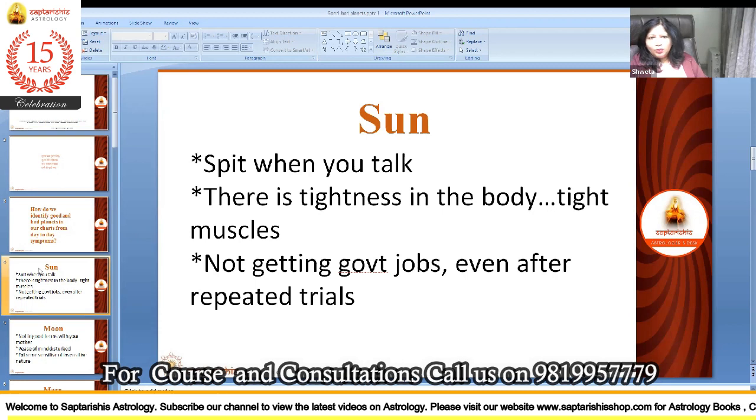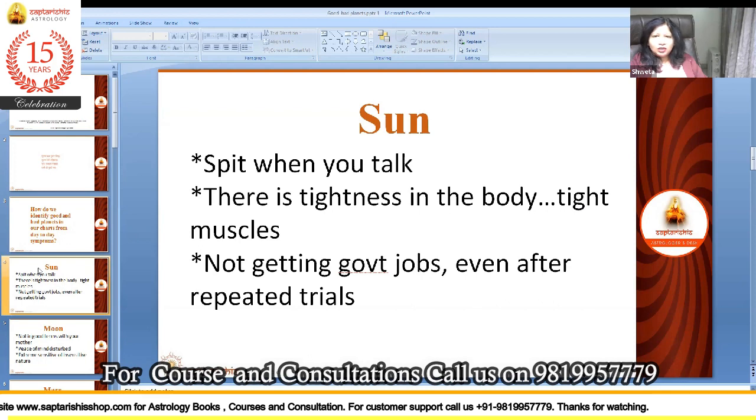Say you have given repeated trials, but the government job is still not there in hand. Okay. So this is what you have to observe about yourself. Now, it doesn't mean that the sun is absolutely weak. First thing that you should keep in mind is that no planet is completely weak or completely good. There's a mixed result. The planets are moving.